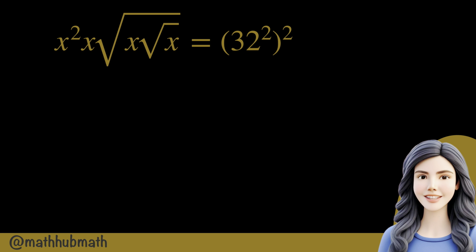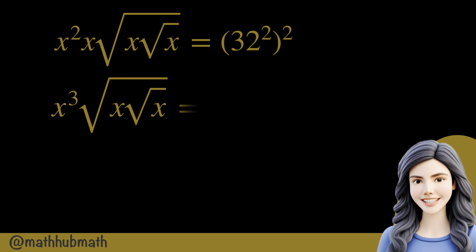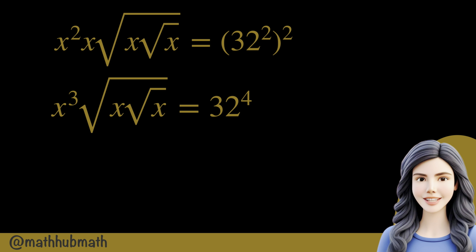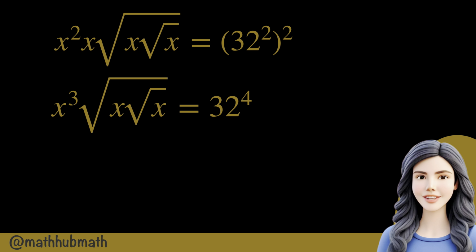On the left side, if we gather all occurrences of x as a variable, we can rewrite the equation saying that x to the power of 3 multiplied by square root of x multiplied by square root of x equals 32 to the power of 4. Sorry, but we have no other way than raising both sides to the power of 2 again.